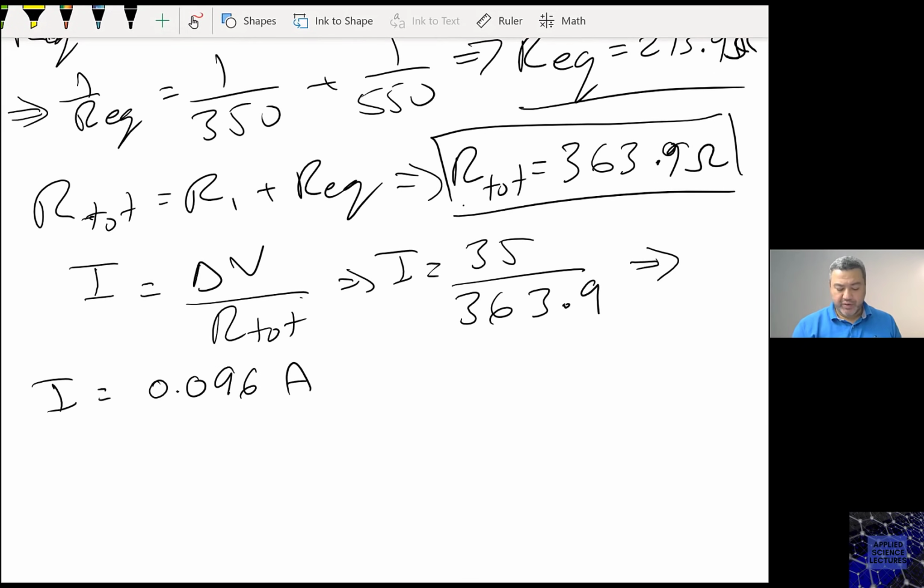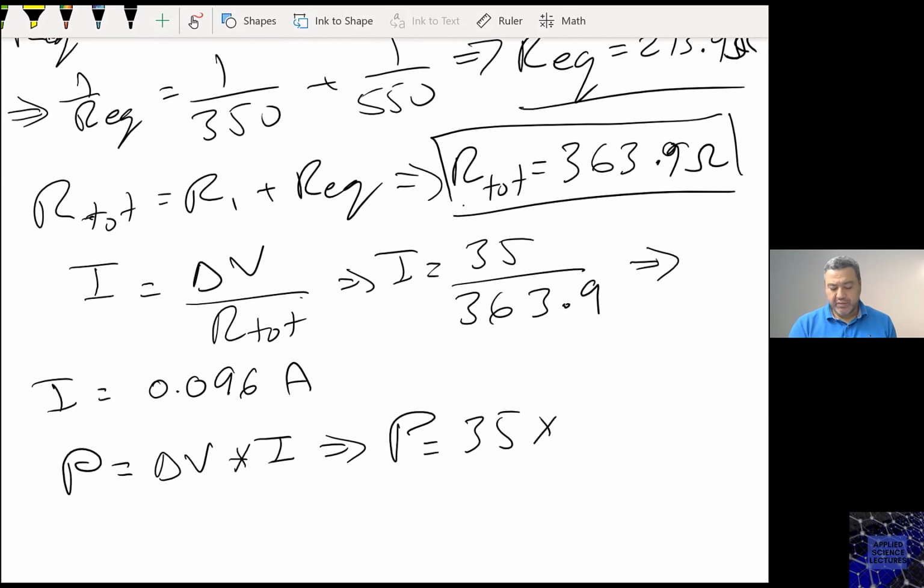I need to find the total power. The total power is P equals delta V times I, and in this case, the power P would be delta V, which is 35, times 0.096, which means that the total power supplied by the battery is 3.36 watts.